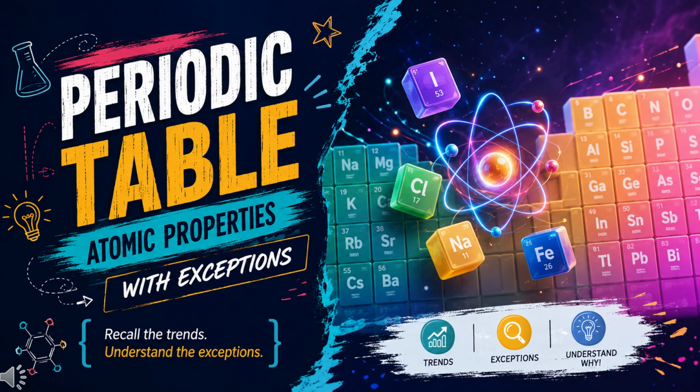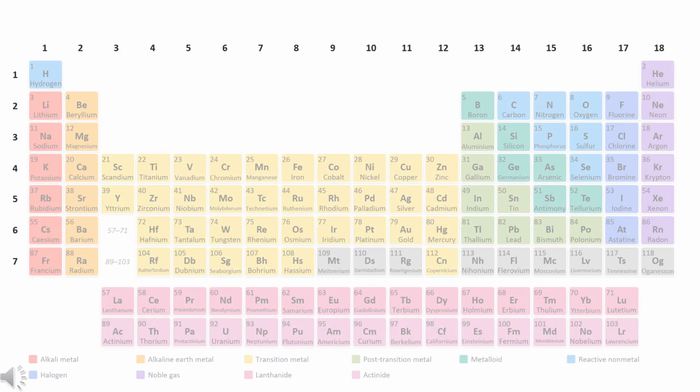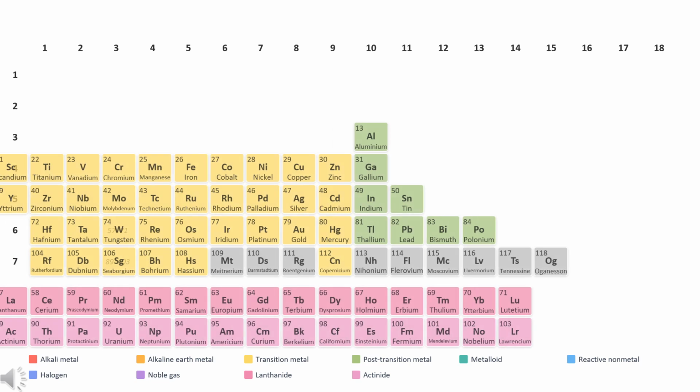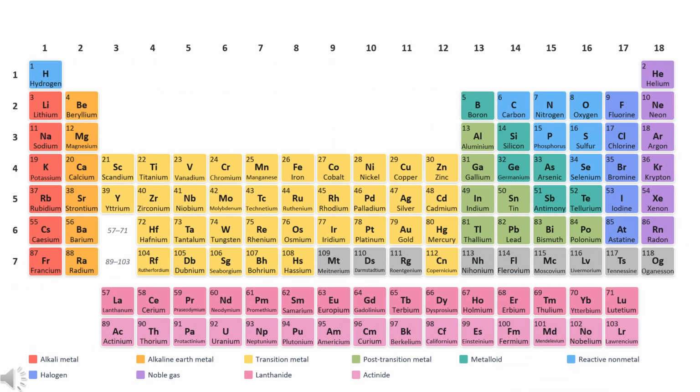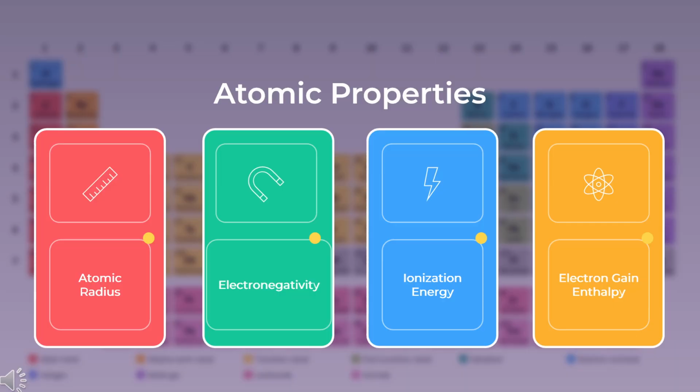The periodic table follows patterns, but not every element follows the rules. Let's discover why. We already know that a periodic table consists of 18 groups and 7 periods. These groups and periods contain metals, nonmetals, noble gases, metalloids, transition metals, lanthanides, and actinides. Each period and group follows predictable atomic trends.